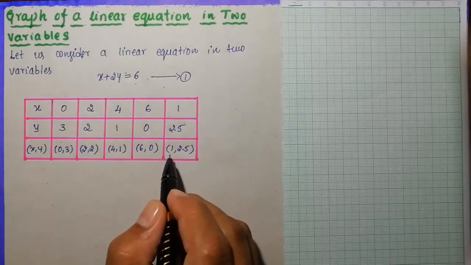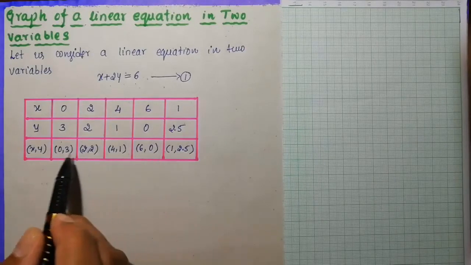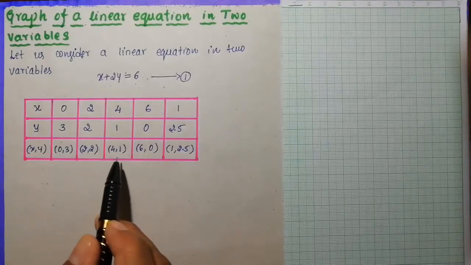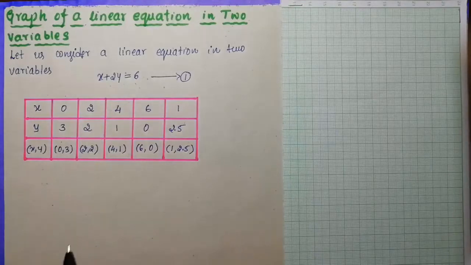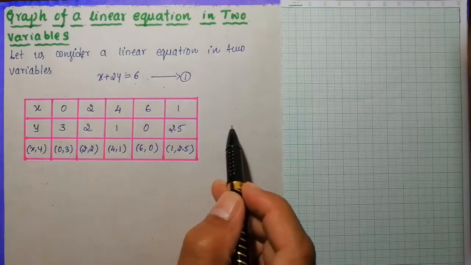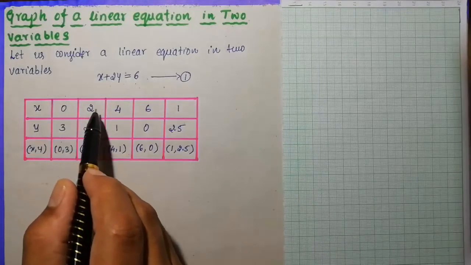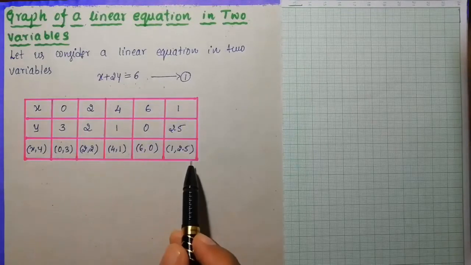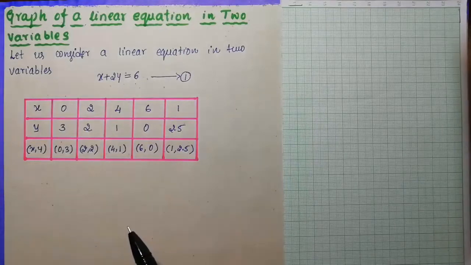You can also locate this one in the graph sheet. So look here in the third column. Whatever ordered pairs I have written, they are actually what? Solutions of equation 1. So now the next thing is I'm going to look at all these points. In this way you can find infinitely many solutions. I have found 5 solutions. You can find any number of solutions, because a linear equation in 2 variables has infinitely many solutions.